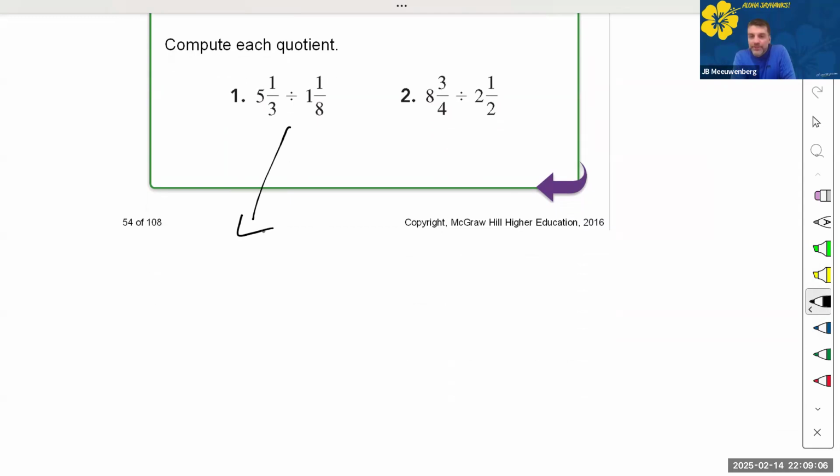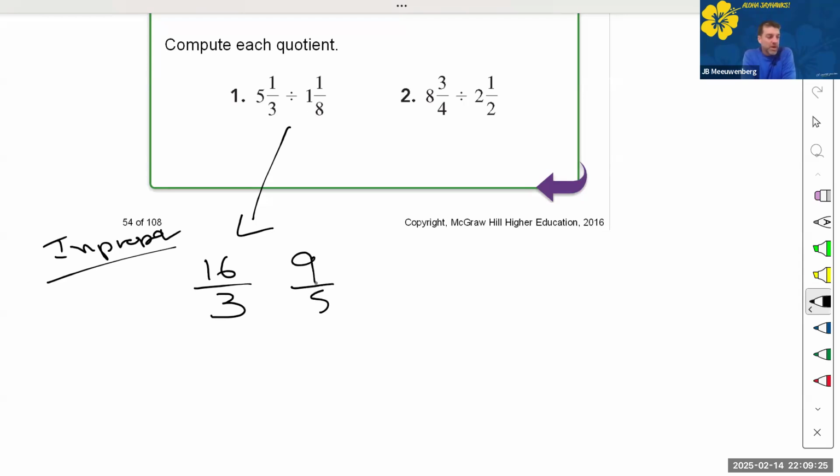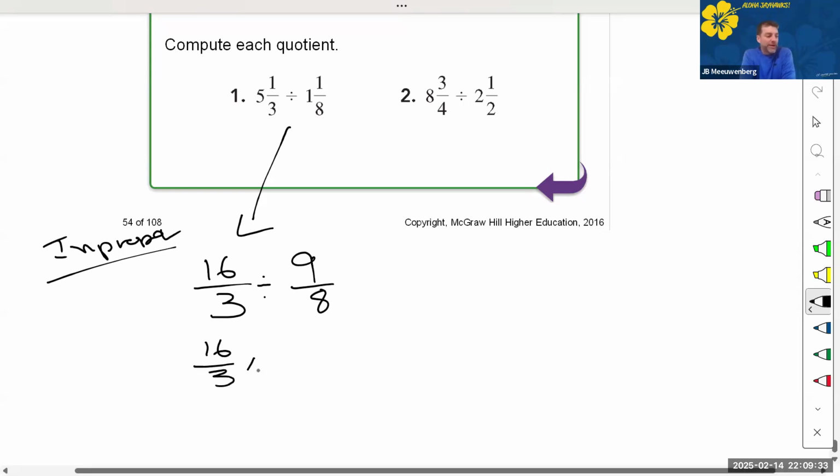One thing that I've noticed over time is often we try to do too many things at once. So watch out for this mistake. I'm going to start by changing them to improper. 3 times 5 plus 1. 8 times 1 plus 1. But it is still a division problem. We have to invert and multiply now.